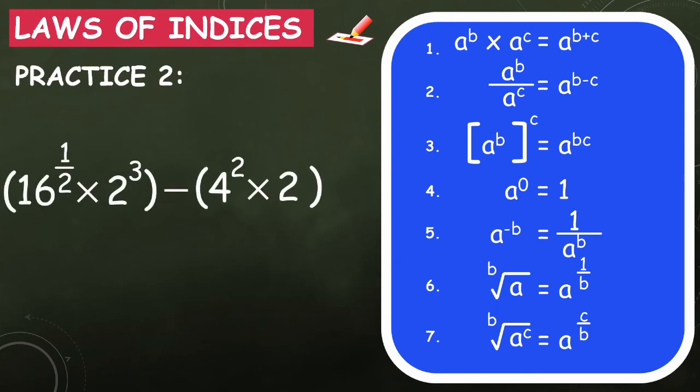Simplify the following indices. 16 to the power of half multiplied by 2 to the power of 3 minus 4 to the power of 2 multiplied by 2. Pause this video and give it a try. Once you have done, you can see the solution.